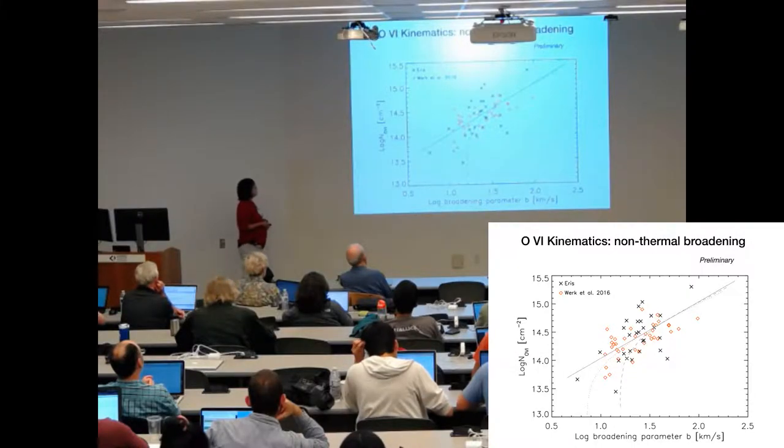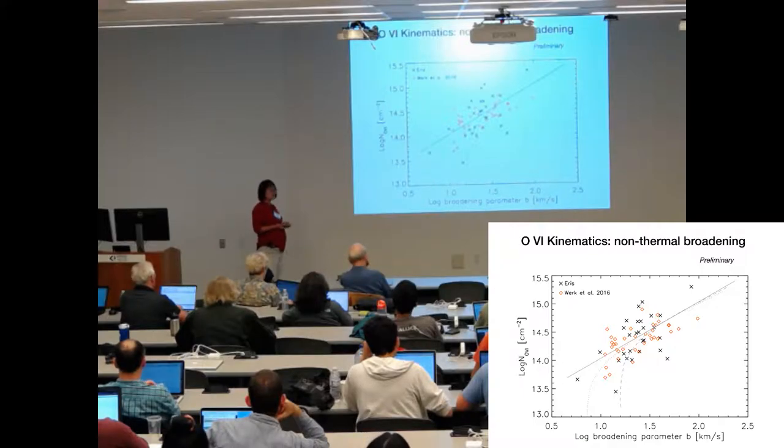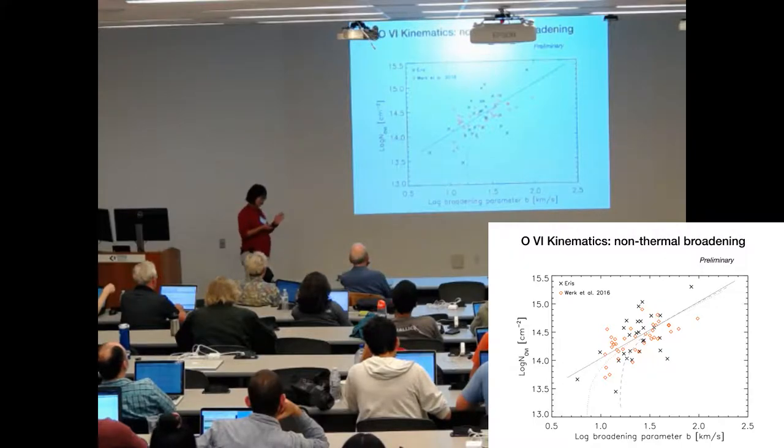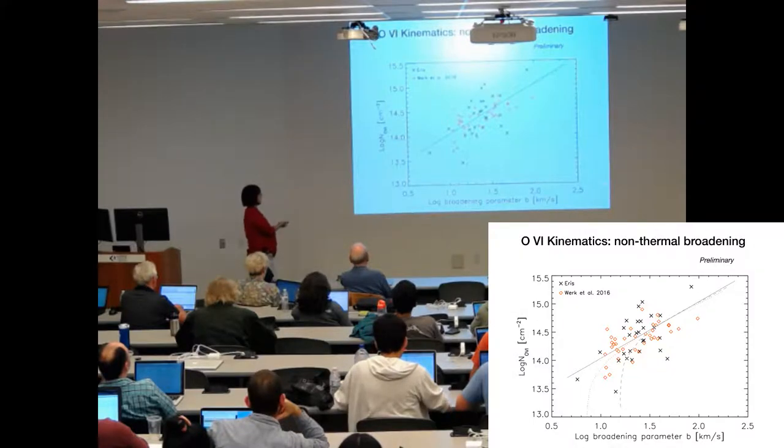This is a very preliminary result where we look at the kinematics. We made spectra, and we don't know whether there's any problem with the fitting, so we just made artificial spectra and then fit them with a program. We look at the column density versus broadening parameter, and we find that our lines are actually quite broad. I still need lots of work to understand this.